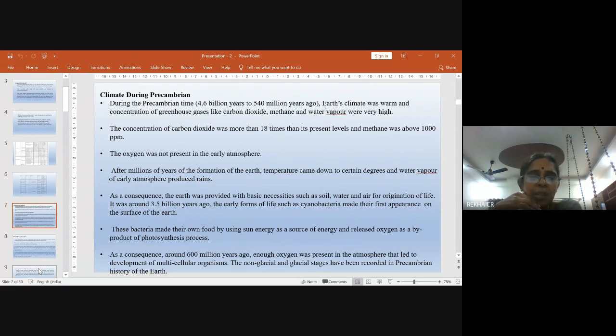As a consequence, around 600 million years ago, enough oxygen was present in the atmosphere that led to the development of multicellular organisms. So this was the climate during the Precambrian.